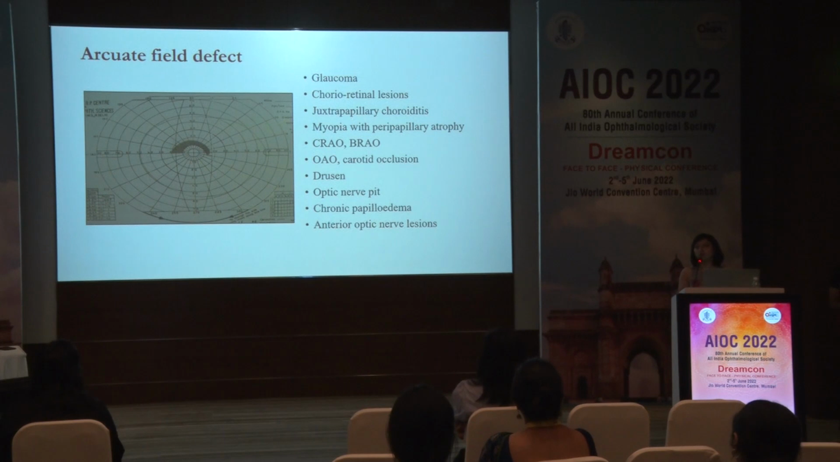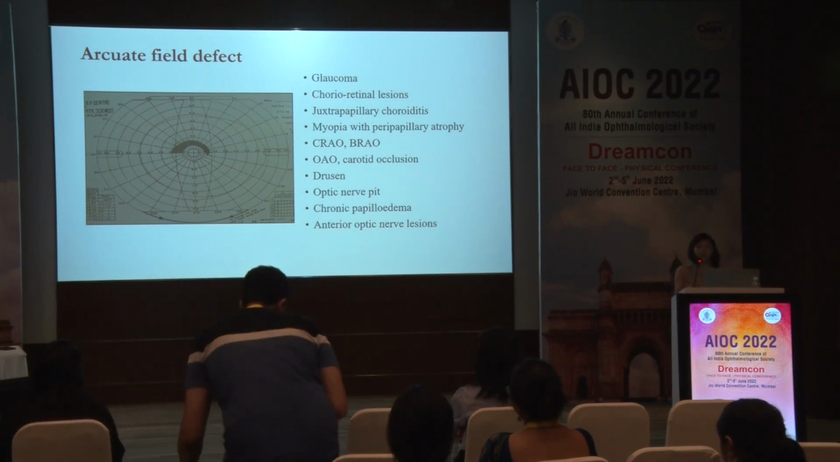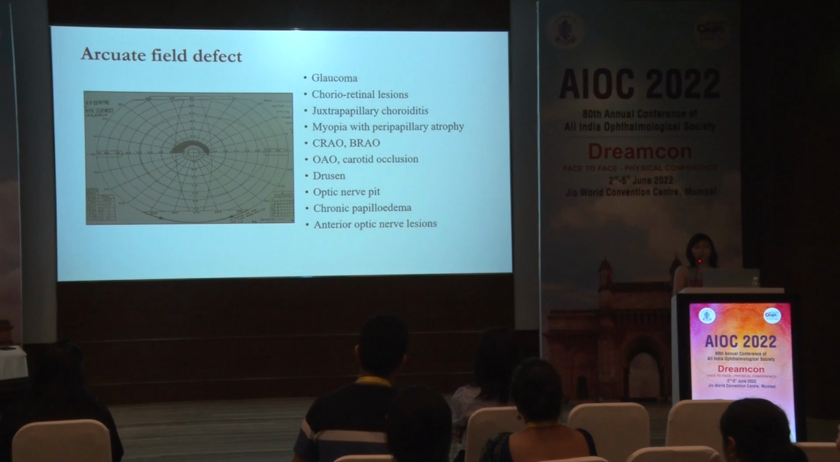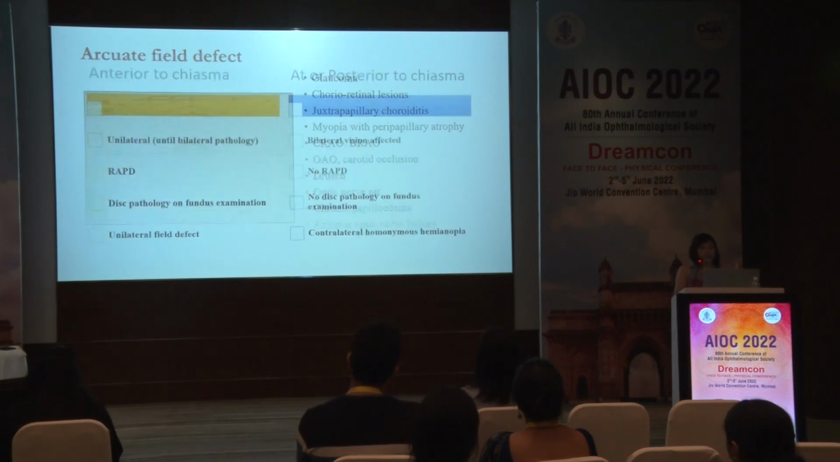So arcuate field defects you not only get in glaucoma, but you might get in other conditions like choroiditis, CRAO, BRAOs, papilledemas, especially chronic papilledemas.